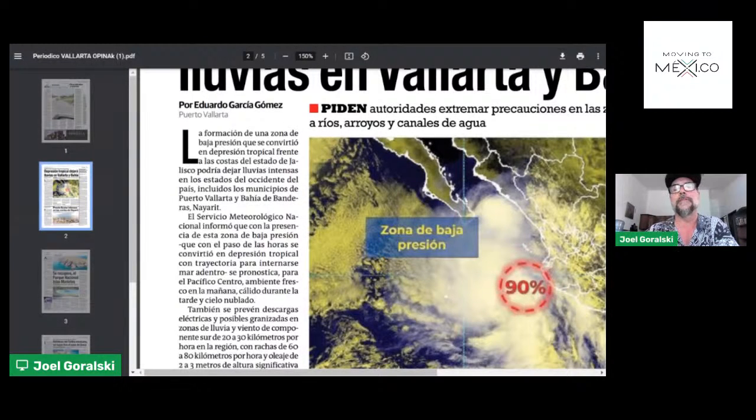But you might just read this and say, that kind of makes sense. The formation of a lower pressure, right? Que se convirtió, convertir is to convert. They converted into a depresión tropical. So it converted into a tropical depression. And you can see in English we'd say tropical depression. In Español, we say depresión tropical.